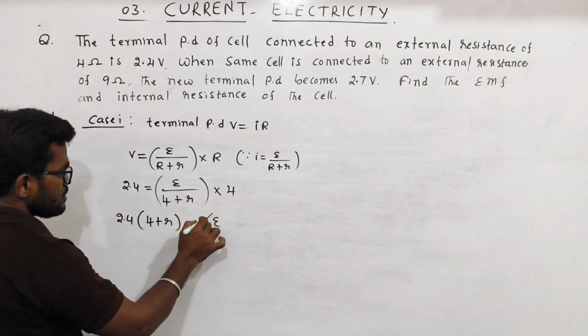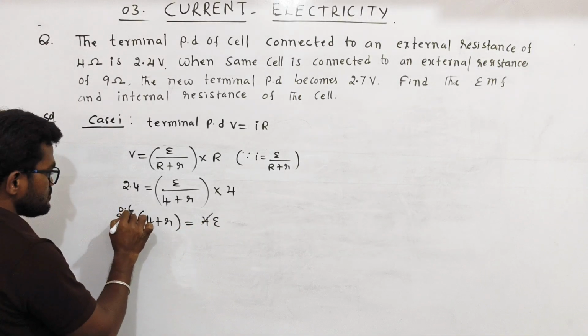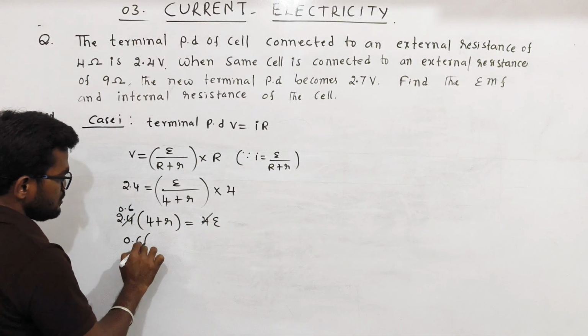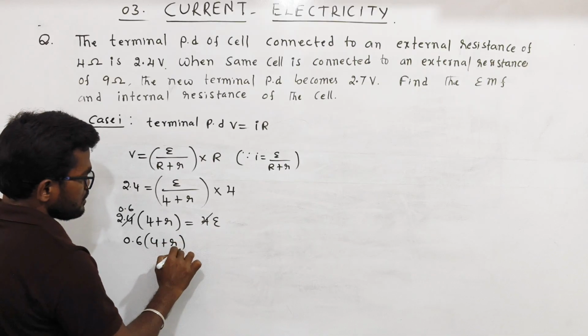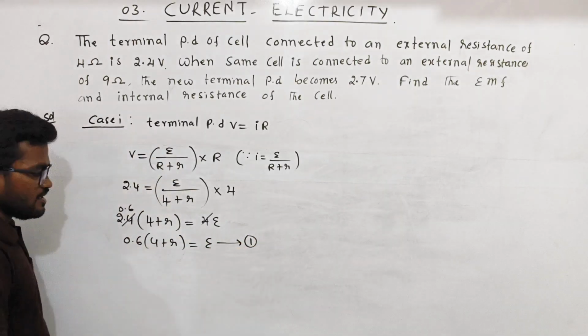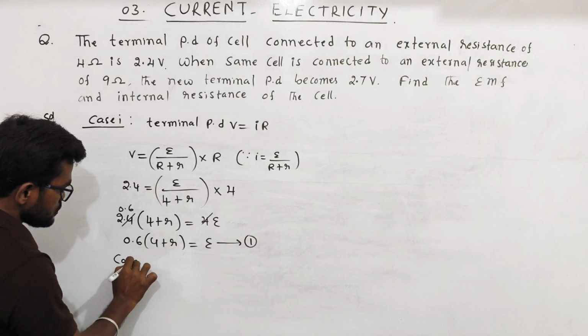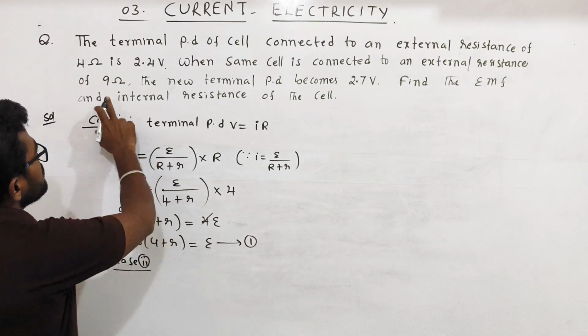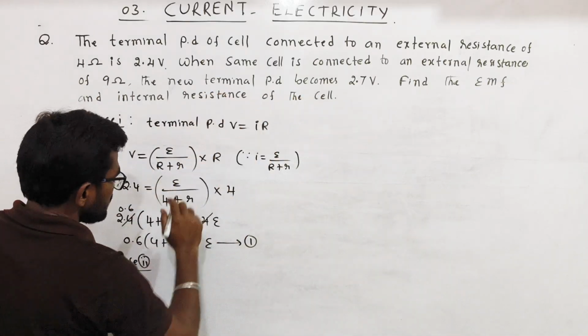Cancel this one also. 4 ones are 4, 0.6 times. So 0.6 into 4 plus r is equal to E. Let us consider this as equation number 1. And case 2. For case 2, the new terminal potential difference is 2.7.